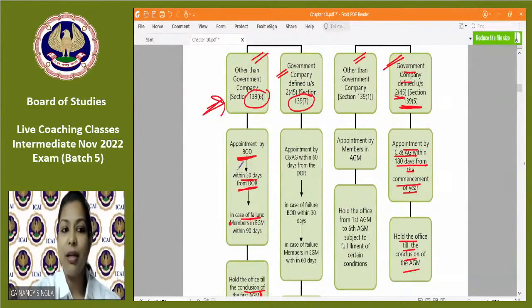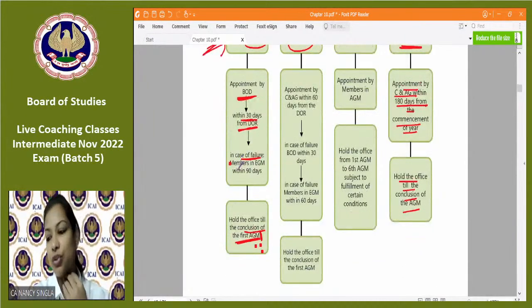First auditor of government company to be appointed by CAG within 60 days from the date of registration. In case of failure, BOD within 30 days. In case of failure, 60 days to the members, and hold office till the conclusion of first AGM.